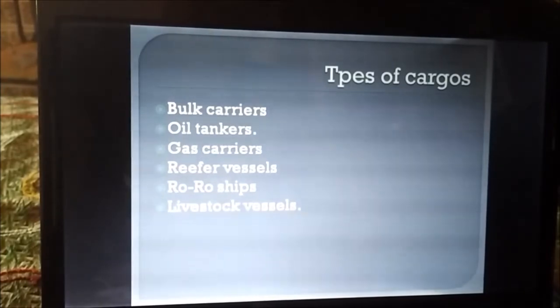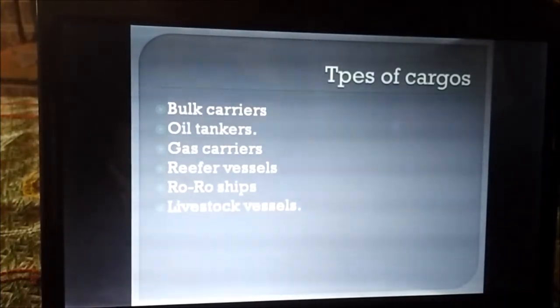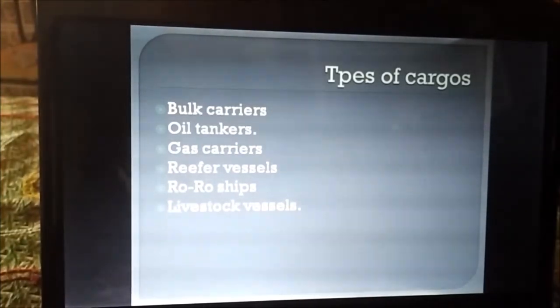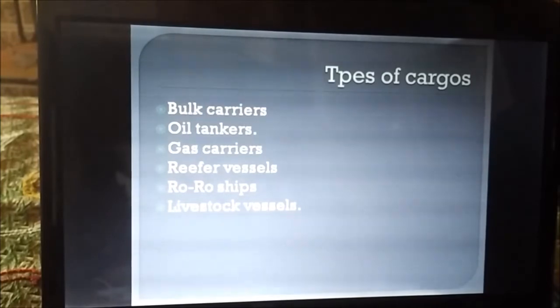The other one is oil tankers. What do oil tankers do? Oil tankers have two different types: crude oil tankers and product oil tankers. Product oil tankers carry refined oil that is used for our bikes and all that. But crude oil, which comes from the sea, is carried by a different type of bulk tanker. They carry crude oil.